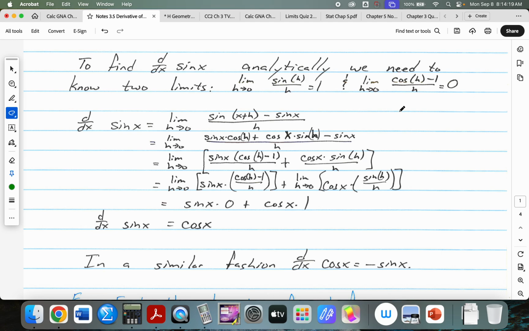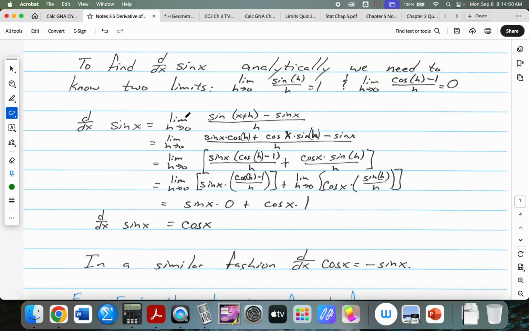We can prove it, but you have to know two limits. One of them you already know: the limit as h goes to 0 of sine of h over h is equal to 1. Another one that you may not know is this one: the limit as h goes to 0 of cosine of h minus 1 over h. That one, even though it's also 0 over 0, actually goes to 0. So here's how the proof goes.